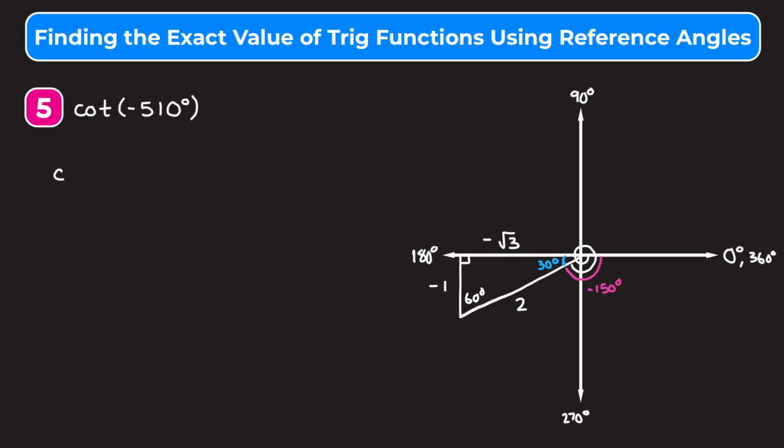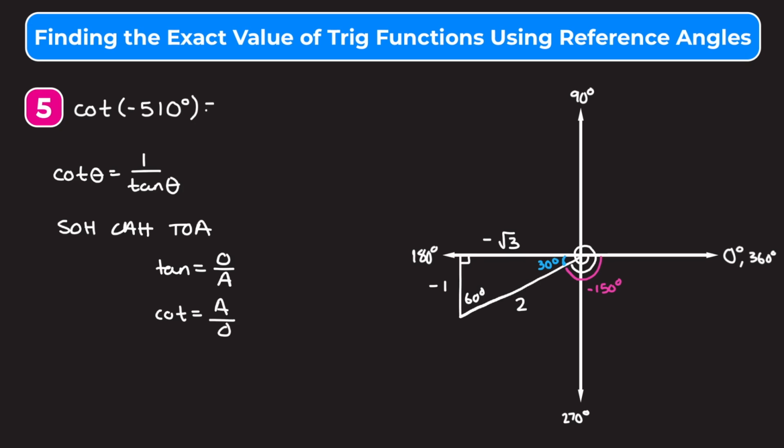And now we have to remember that cotangent is equal to the reciprocal of tangent. And from SOHCAHTOA, we know that tangent is equal to opposite over adjacent, which means cotangent is equal to adjacent over opposite. So for the cotangent of negative 510 degrees, we need to do the adjacent side, which is negative root 3, over the opposite, which is negative 1. 2 negatives cancel out, so we have root 3 over 1, which is just positive root 3. So we get that the cotangent of negative 510 is root 3.